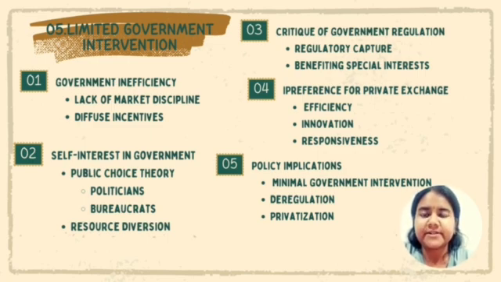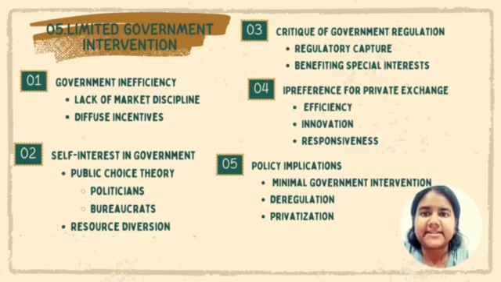The next point is preference for private exchange. The Chicago School favors private markets over government intervention for several reasons. The first reason is efficiency, where private markets driven by competition and profit motives allocate resources more efficiently than centralized planning. The second reason is innovation, where markets foster innovation as firms compete to attract consumers by offering better goods and services. The third reason is responsiveness, where businesses are directly accountable to customers, incentivizing them to meet consumer needs more effectively than governments. The sixth point is the policy implications.